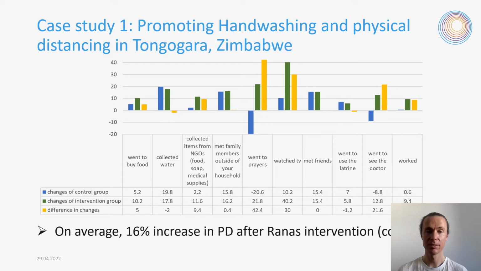And here we can see the results with regard to physical distancing. You can see the different key situations on the horizontal axis, and the changes in physical distancing from the baseline to the end line. And we see that on average, physical distancing increased by 16% in the Ranas intervention areas.